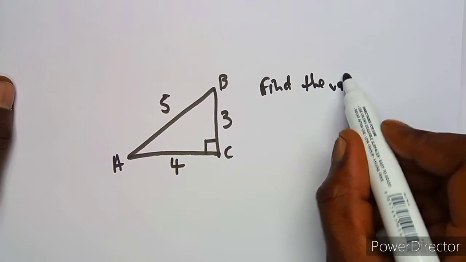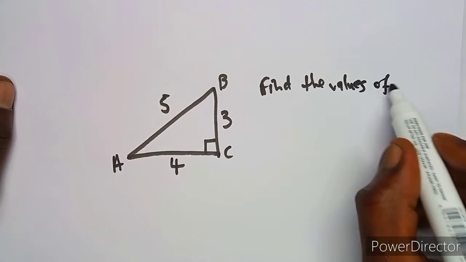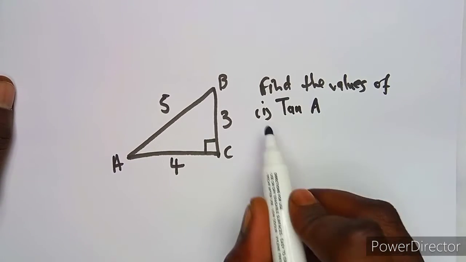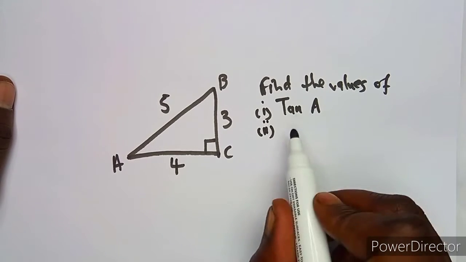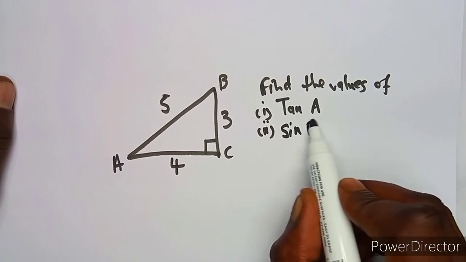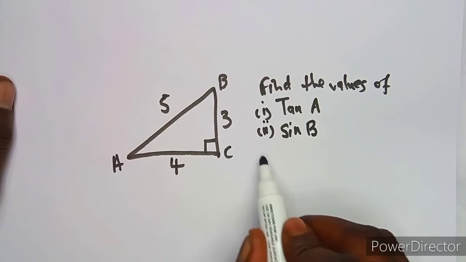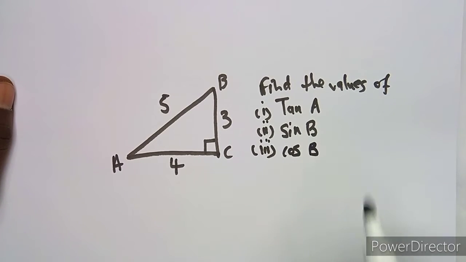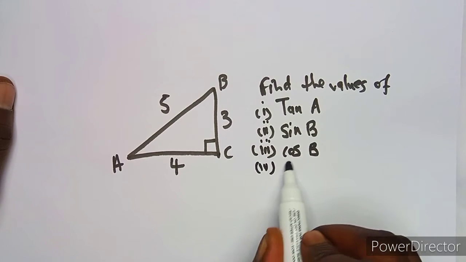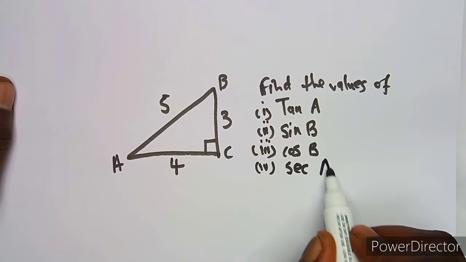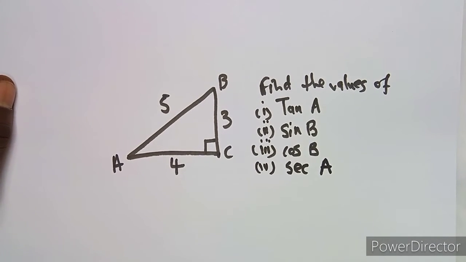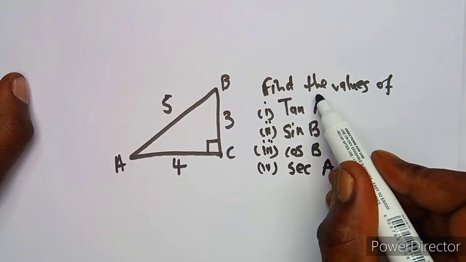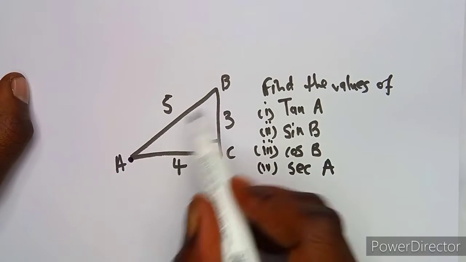the values of, all right, let's just have tan A. Another one, let's have sine B. Okay, another one, let's just have cos B again. It's not a problem. And also we can just have another one, maybe sec A. All right, like that. So what are we going to do from this information, guys? These are angles. A is an angle, B is an angle, we are referring to angle A, angle B.